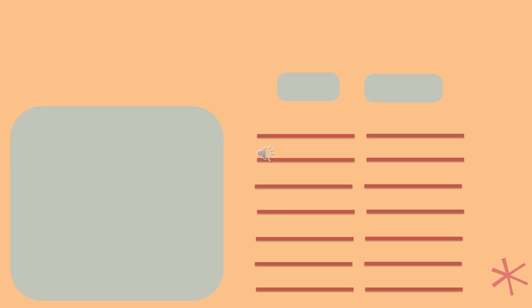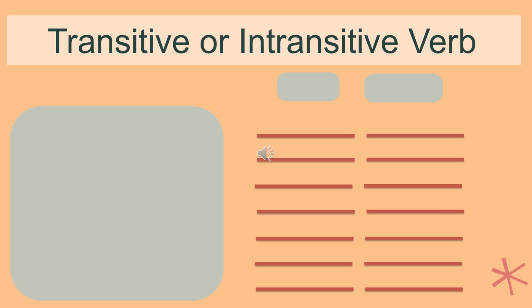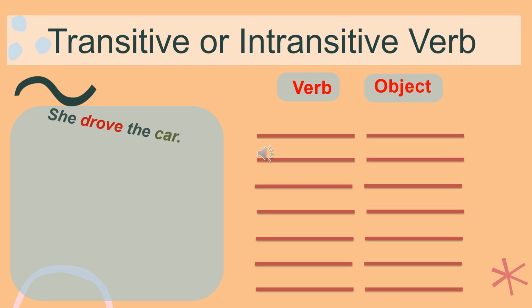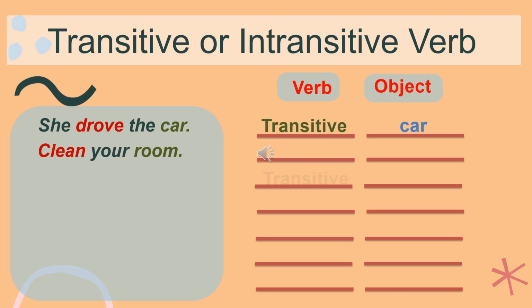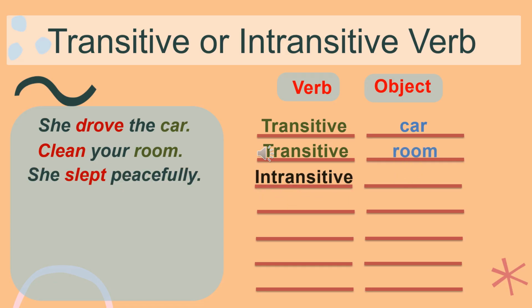Let's play detective. Some verbs need objects to complete their meaning, transitive, while others work alone, intransitive. Your mission, identify which is which. She drove the car. Ask, drove what? The car. This is the object receiving the action, transitive. Clean your room. Clean what? Your room. The action transfers to the object, transitive. She slept peacefully. Slept what? Nothing. The action is complete, intransitive.